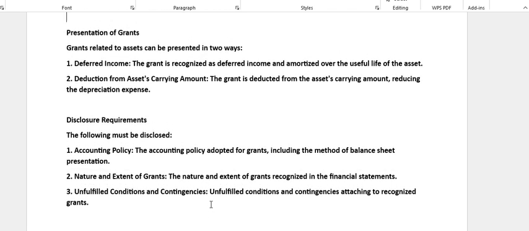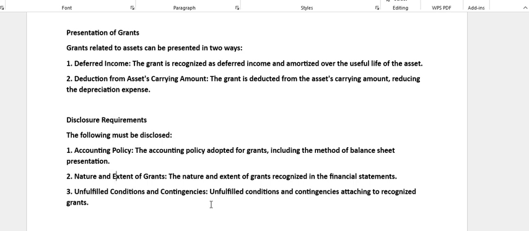The presentation is very simple. You present it in two ways, either using the deferred income method or using the capital approach, the full method rather. Either you present it using the deferred or the full method, that is deduction from the current amount of the asset, that is reducing it as it were. The deferred income, that is recognize income and amortize over the useful life of the asset, or deduction of the grant from the current amount of an asset at a depreciation value. That is presentation for you.